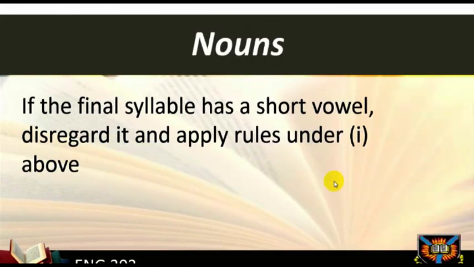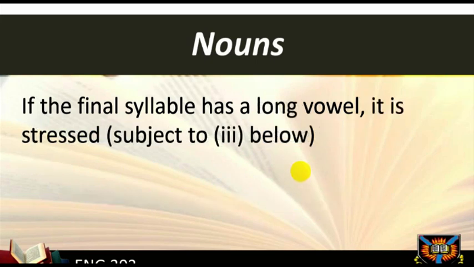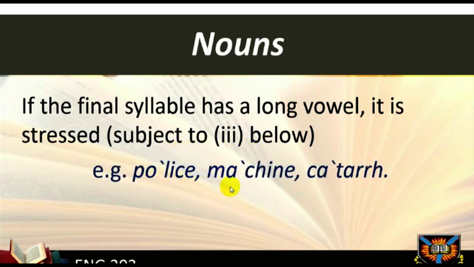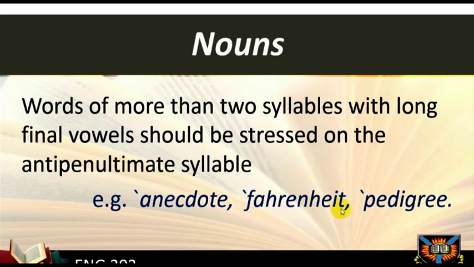Nouns. A. If the final syllable has a short vowel, disregard it and apply rules under 1 above, e.g., relevance, moment, completion. B. If the final syllable has a long vowel, it is stressed, subject to 3 below, e.g., place, machine, kata. 3. Words of more than 2 syllables with long final vowels should be stressed on the antepenultimate syllable, e.g., anecdote, fahirate, pedigree.